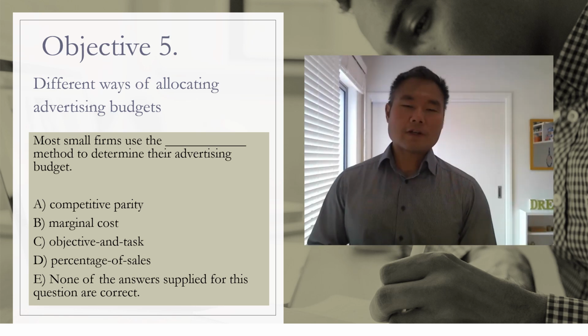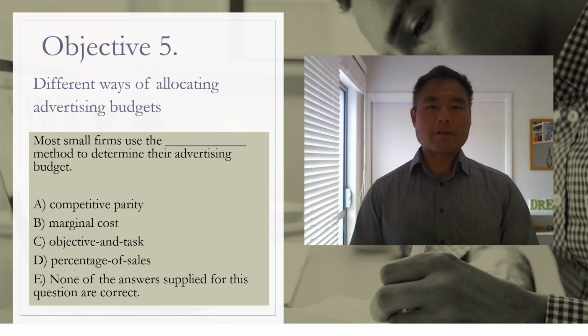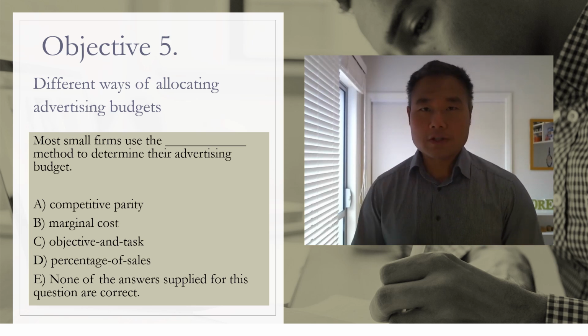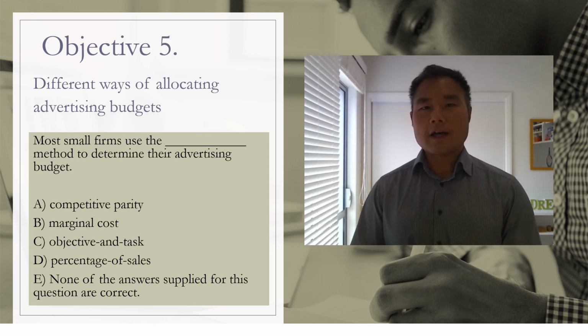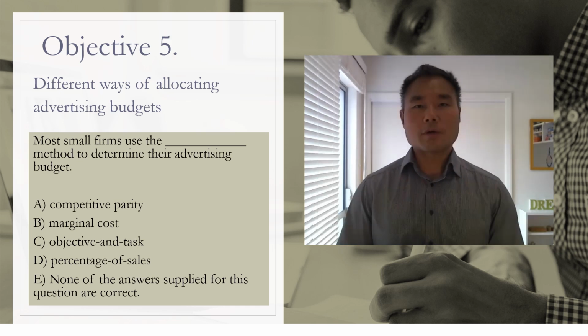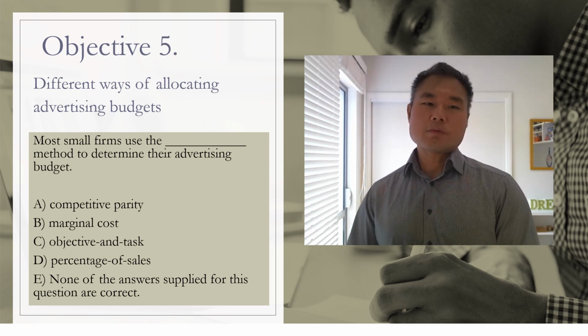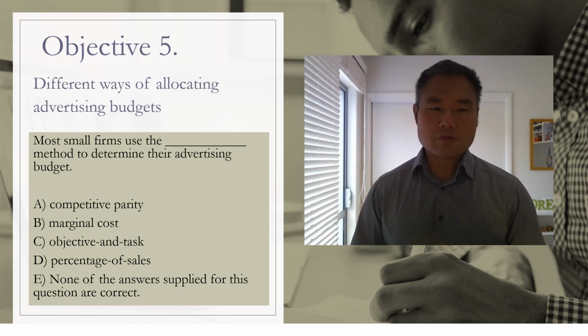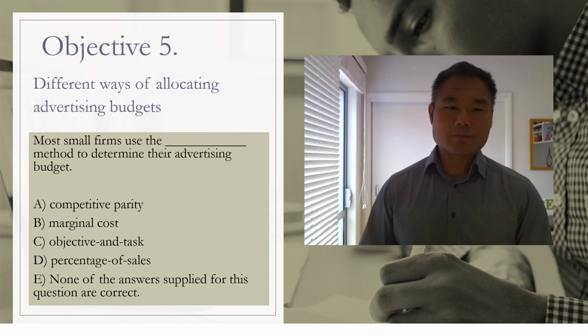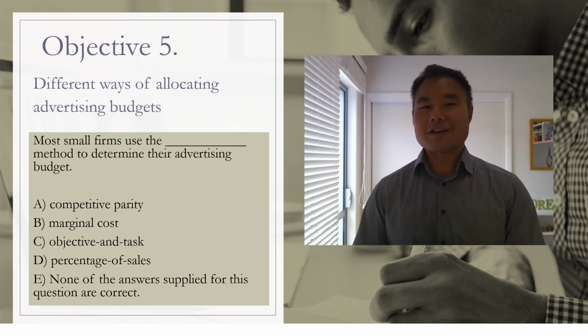So for the first part of this lecture on advertising budgets, we're going to look at some of the different types of budget allocation methods that are available or commonly used in industry. And then based on the question, I'll explain the thought process as to why one answer is the most appropriate compared to the other options. So the first question there is, most small firms use the something method to determine their advertising budget. So you've got 5 options below: competitive parity method, marginal cost, objective and task method, percentage of sales, or the ever popular option of none of the answers are correct.